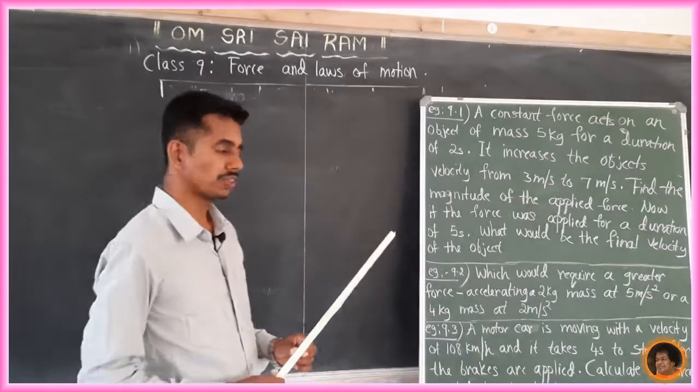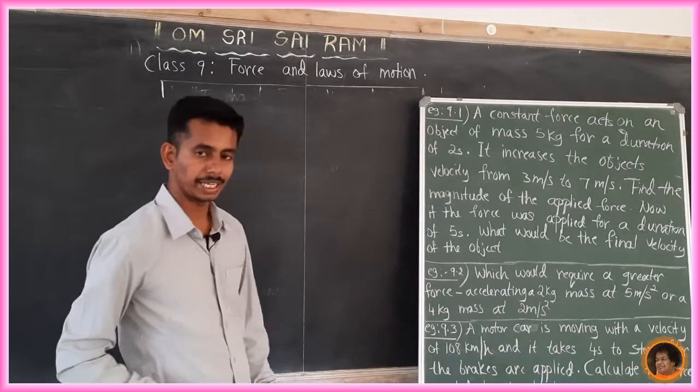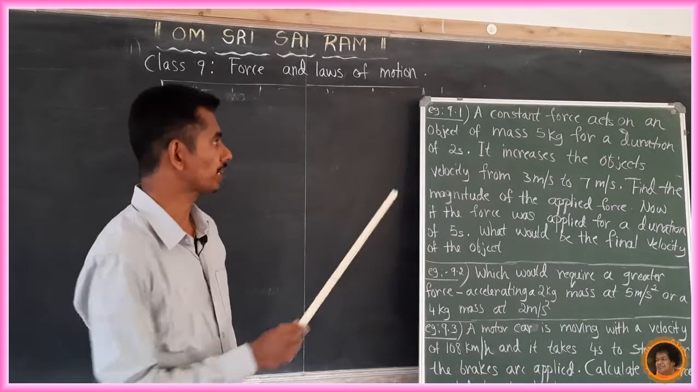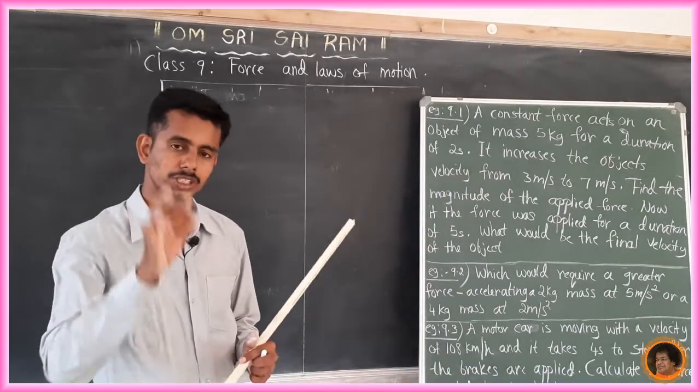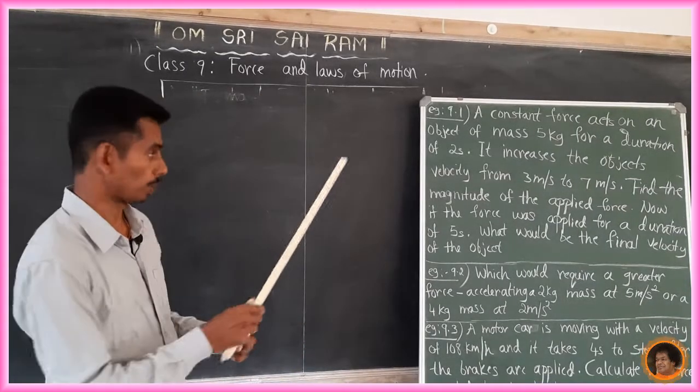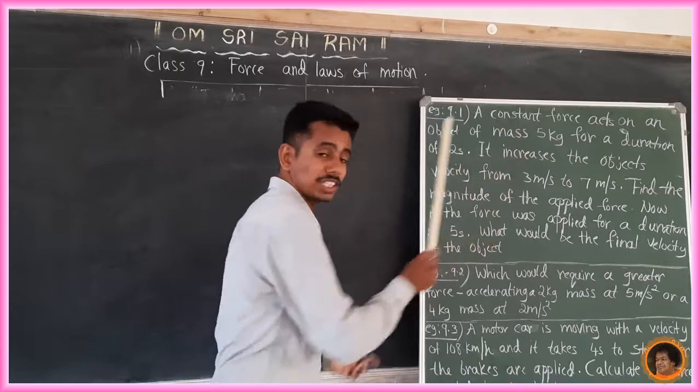Some problems are given in your textbook. In example 9.1, a constant force acts on an object of mass 5 kg. First, you have to write the data given in the problem. Object of mass 5 kg.